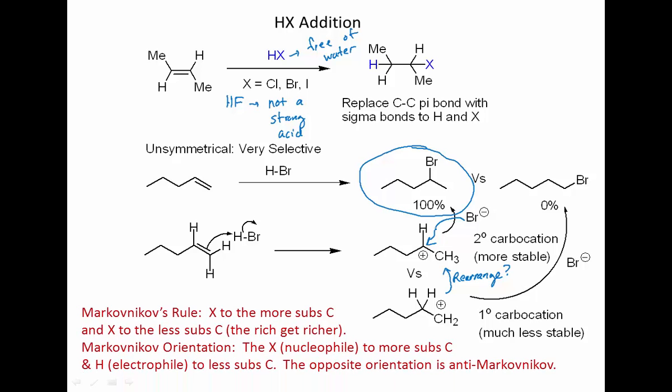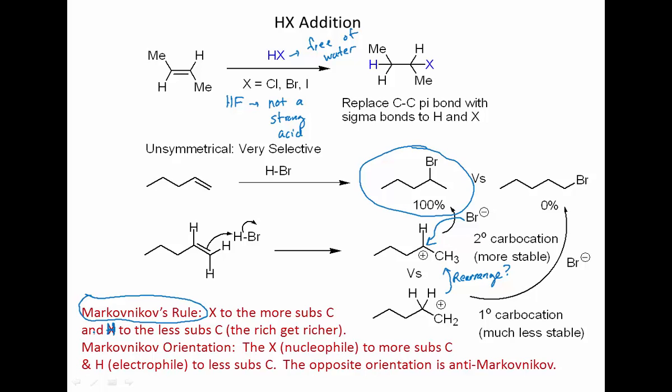Okay, the simple reaction here is going to be our first example of something called Markovnikov's rule. This chemist gets a lot of play. This rule, he made a lot of early observations and referred to this orientation as Markovnikov orientation. It's where the X goes to the more substituted carbon and the H group goes to the less substituted carbon.